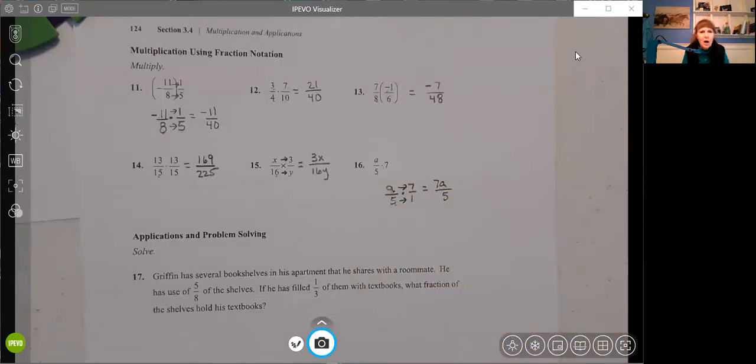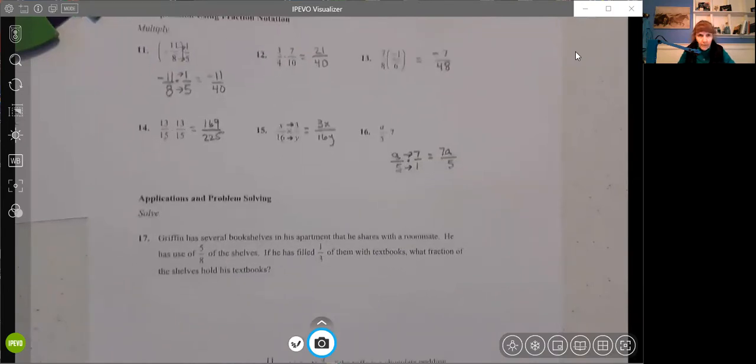Okay. All right. Well, I hope that kind of clears how to multiply fractions. It's not really too bad. But when we get to 3.6, we're going to reduce them first before we multiply. But even that's not going to be that bad. Well, let's look at a story problem here.